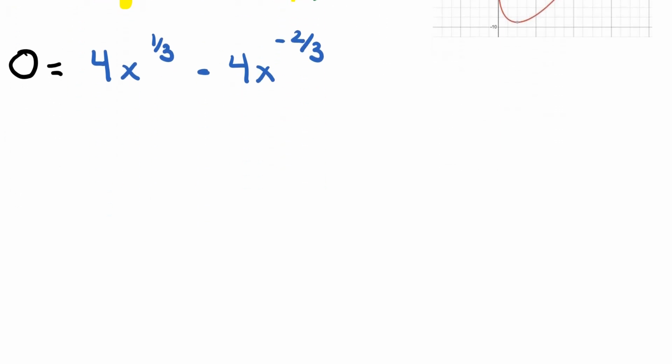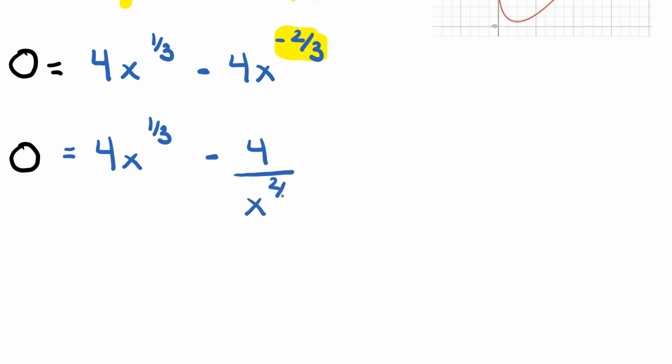Okay, so a little bit of algebra here now. So what I'm going to do here is deal with this part of the problem with the negative power. So if I set up my next equation here, I have 0 equals 4x to the power 1/3 minus 4 divided by x to the power 2/3.